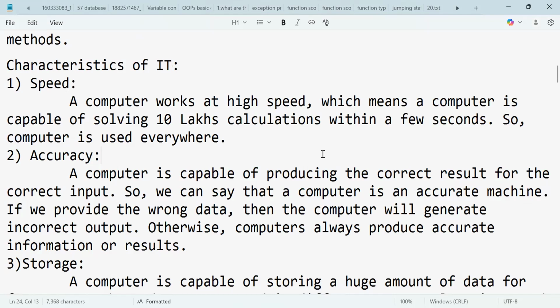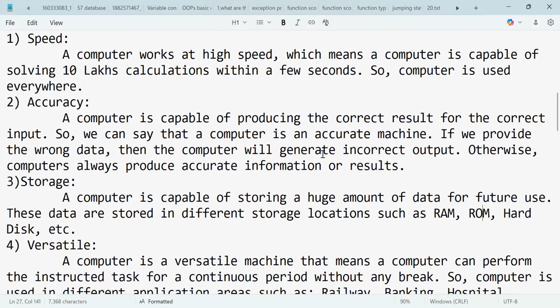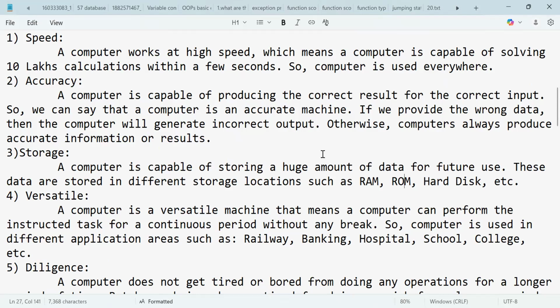Accuracy. Accuracy means that a computer is capable of producing the correct results for the correct input. So we can say that a computer is an accurate machine. If we provide the wrong data, then the computer will generate incorrect output. Otherwise, computers always produce accurate results. So this is accuracy.